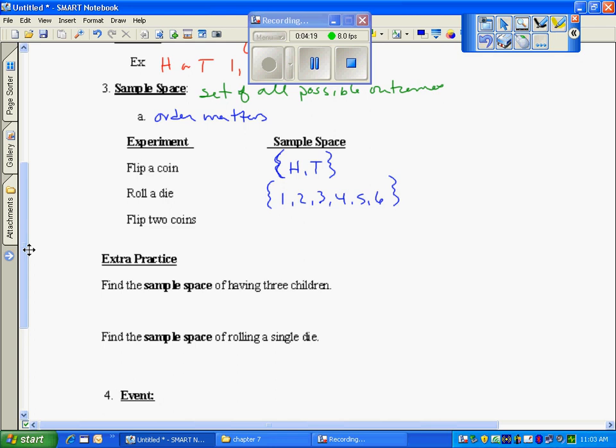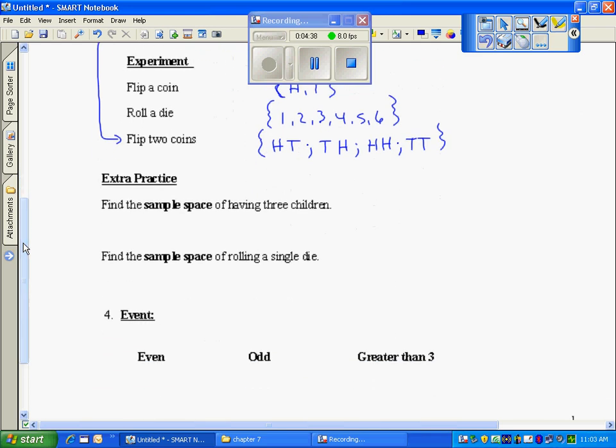When I flip two coins, this is when order matter comes into play. I might get a head and then a tail, or I might get a tail and then a head, or I might get two heads in a row or two tails in a row. But notice the head tail and the tail head are two different outcomes.